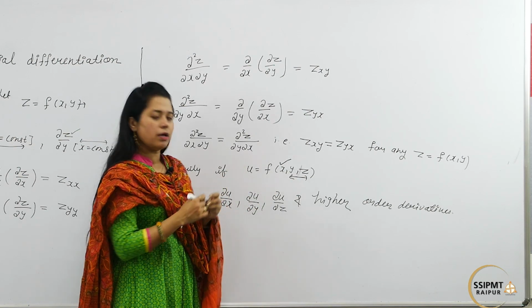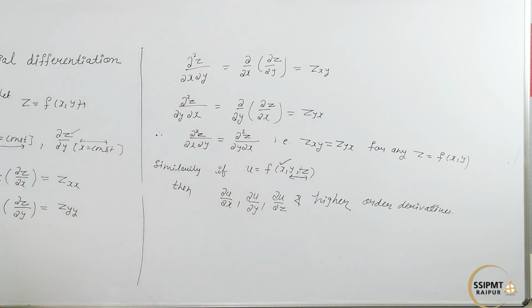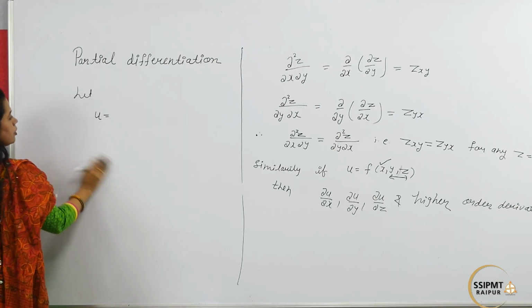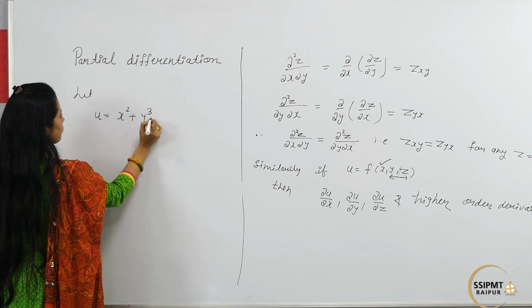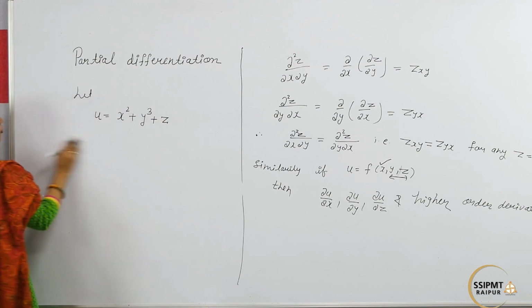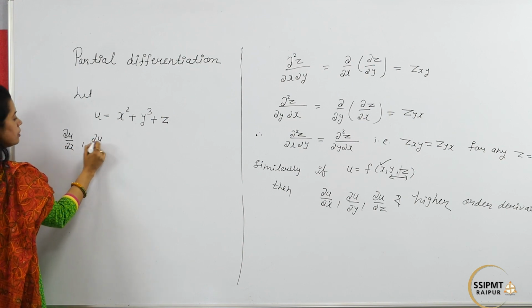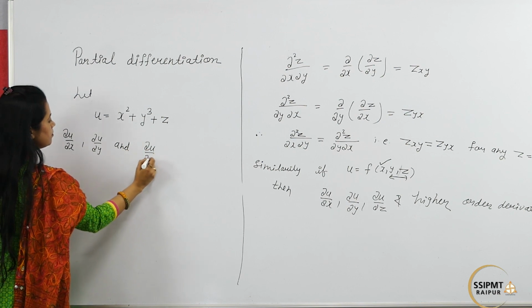So, by an example, I will show you how we can differentiate partially. So, let's see an example. We are taking an example and we'll see how we can differentiate partially. u is x square plus y cube plus z, and we have to find del u by del x, del u by del y and del u by del z.